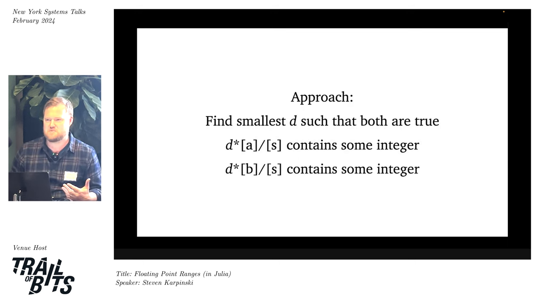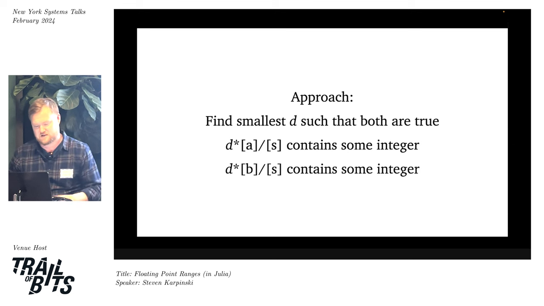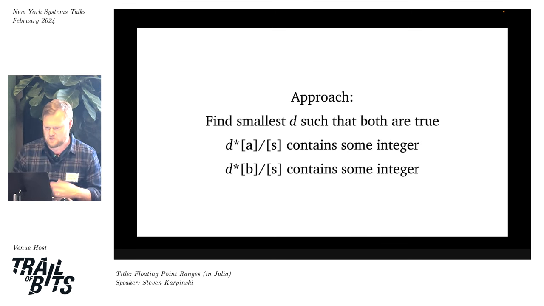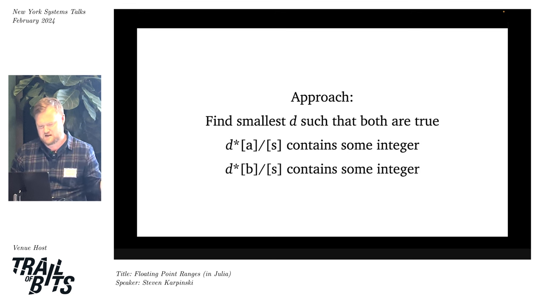All right, so this is the approach. Find the smallest d, which is a positive integer, such that both of these are true. D times the interval a over the interval s, and you have to do some annoying interval arithmetic here to get the largest and smallest value of that division based on the interval, but it's doable, it's not crazy. And you want that interval to contain some integer. If the range already hits zero, then D is just going to be one. We don't have to scale at all.